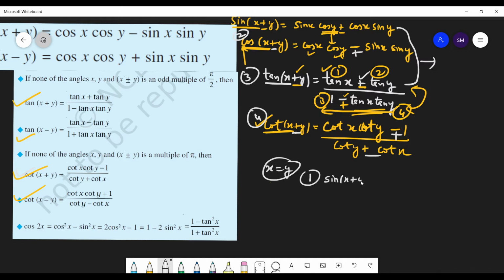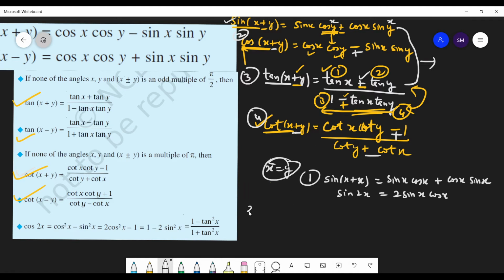Sine x plus x is equal to sine x cos x plus cos x sin x. So at the place of y, write x. So this will also become x and this will also become x. So sin x cos x, sin x cos x. So that's the same thing. So we'll write here 2 sin x cos x, and here you will write sin 2x. So see, this is not a new formula. This is just a special case of this formula.